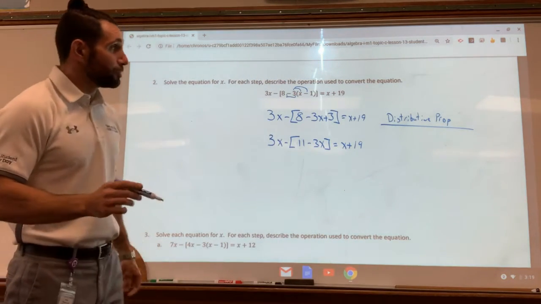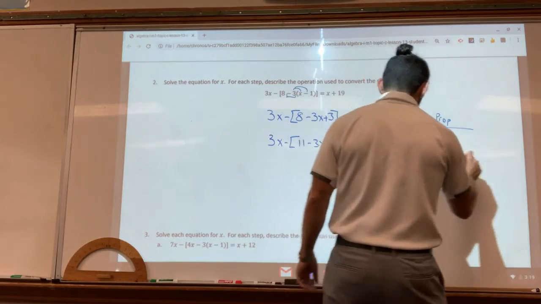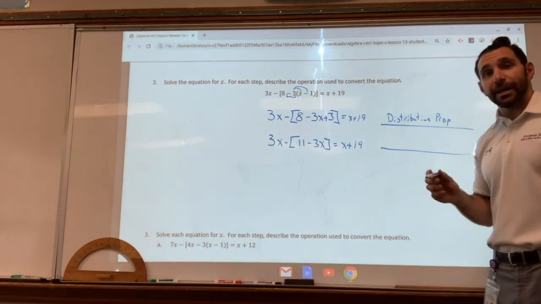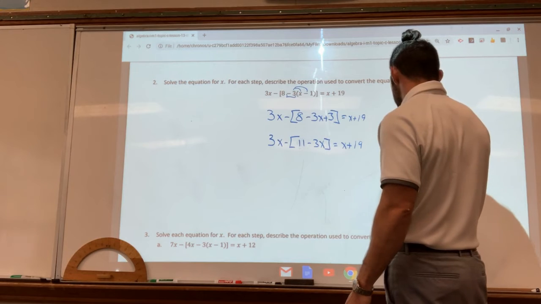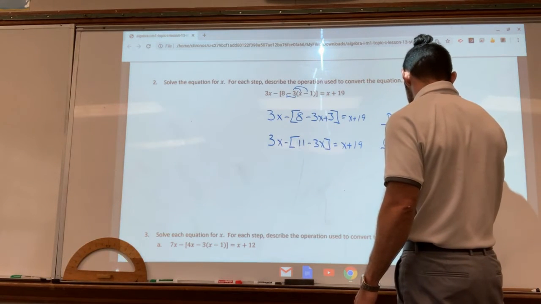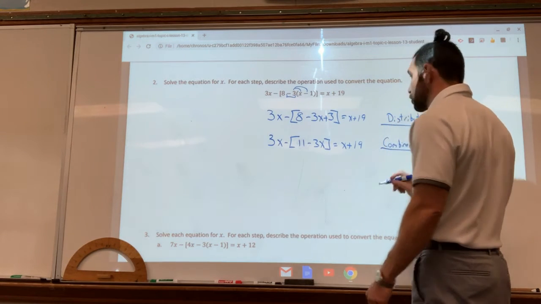Okay, so there's two different things that I should really be writing down, but only one key. So somehow I got 11. How did I get 11? Well, we combined like terms. What should I have really done?